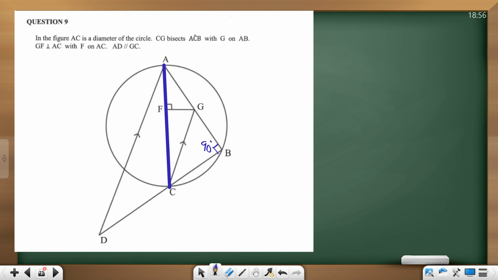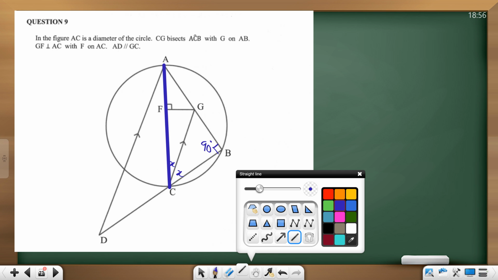CG bisects ACB. Bisect means divide into what? 2. CG. Where's CG? Bisect what? ACB. Okay. CG bisects ACB. Can we call this X? And this also will be X. Because they said, I don't know if, are we together? This CG bisects the two lines. All right?